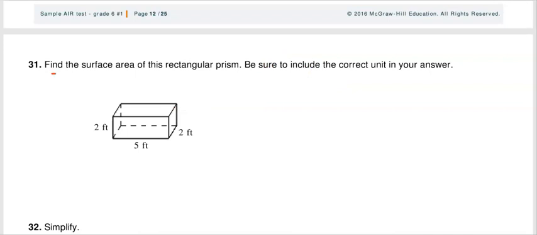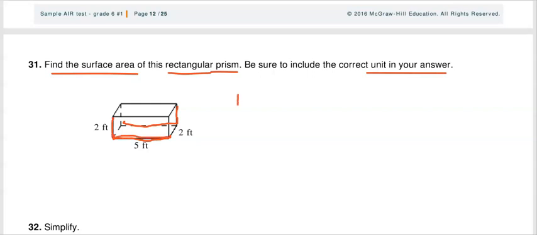All right, the next one, number 31, says find the surface area of this rectangular prism. You know it's a prism because it's three-dimensional and the opposite sides are the same shape. It says be sure to include the correct unit in your answer. Sounds good. So we look at our block, and it has a front and a back. Here's the front and here's the back. We know those are the same, right? So the front and the back are going to be 2 by 5.